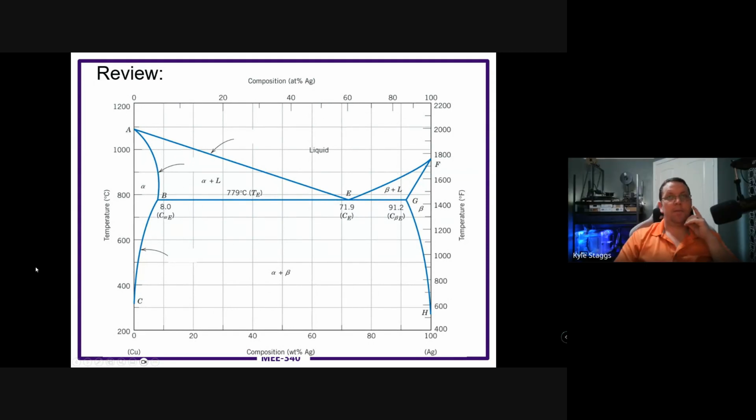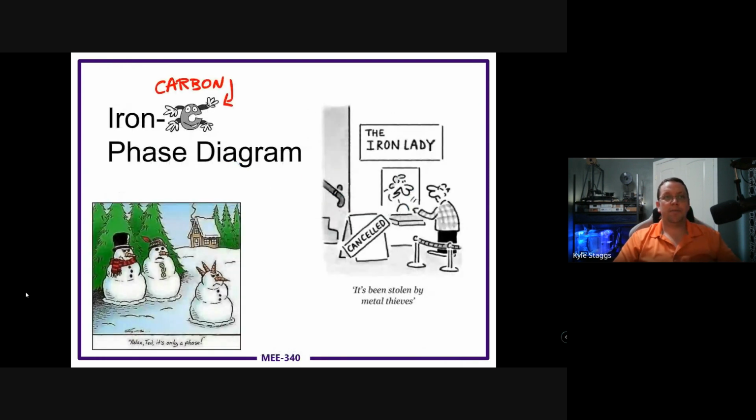Okay. Yeah, you guys should have seen them enough that they're not necessarily scary still, but there's still a lot of information contained there. So yeah, there's the solidus line, the solvus line, which is getting down into all of these things. So we're going to transition now into the phase diagram, and we're going to bring in carbon into the iron phase diagram, so it gets to be a little bit more complicated.